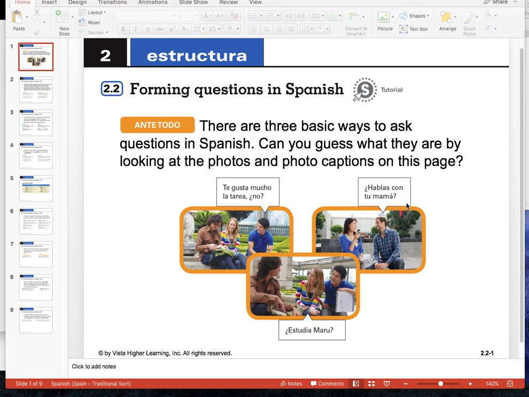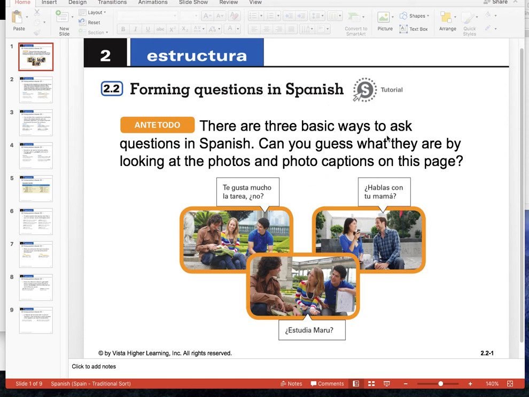Buenas tardes, clase. Today we're going to cover Grammar 2.2 from the textbook. So we'll start with this PowerPoint, and this has to do with forming questions in Spanish, which many of you are already familiar with how to do. Let's see what the PowerPoint tells us.